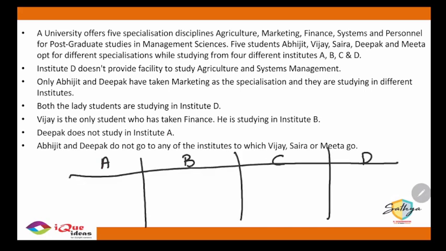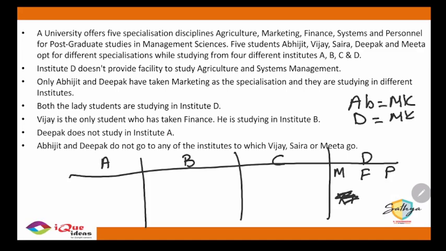And then specializations in the institute, and I place people in them. The first says D does not provide facility to study agriculture and systems management. That means D provides only marketing, finance or personnel. Then it says only Abhijit and Deepak have taken marketing and they are in different institutes. So Abhijit cannot be... okay. इससे कुछ नहीं होगा, but only thing is Abhijit is taking marketing and Deepak is taking marketing and the institutes are different.